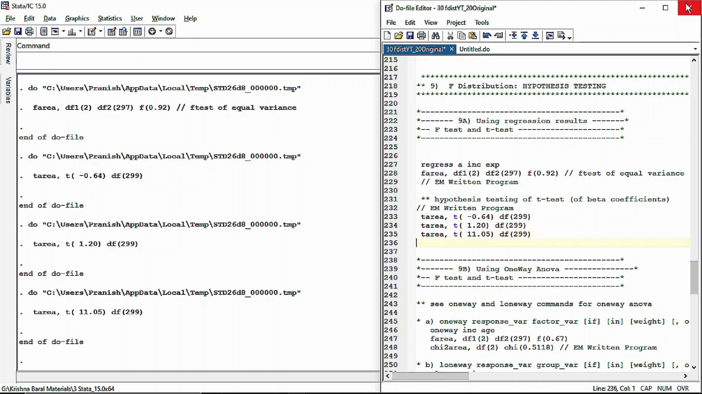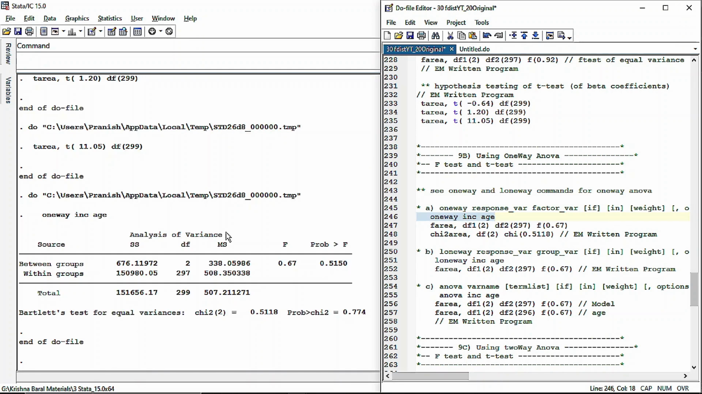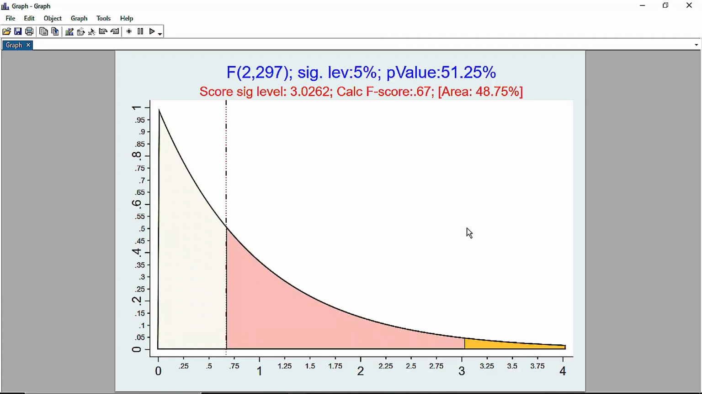Now let us see some practical applications of the F-test besides regression, in a one-way ANOVA table. So let us perform the one-way ANOVA. Degrees of freedom 1 is 2, and degrees of freedom 2 is 297, and our F score is 0.67, and we have the p-value 51.50. Let us see it in our area graph. The p-value is 51.50.